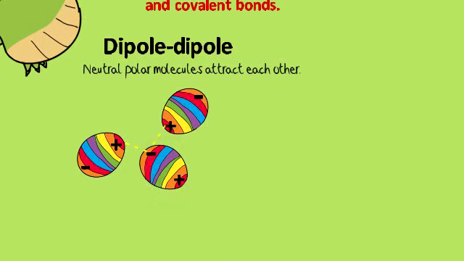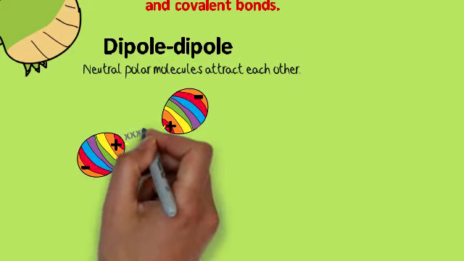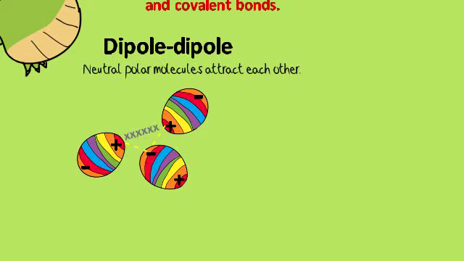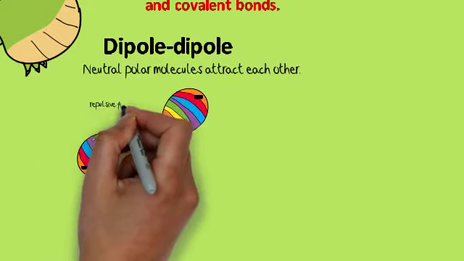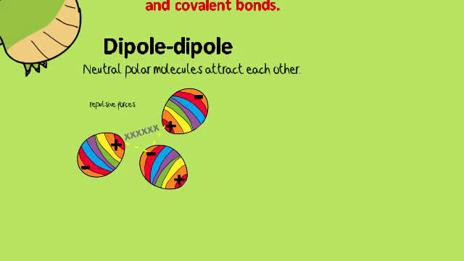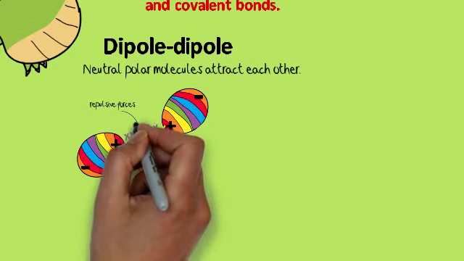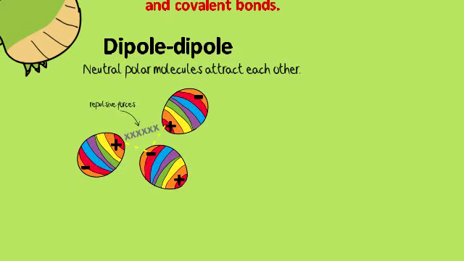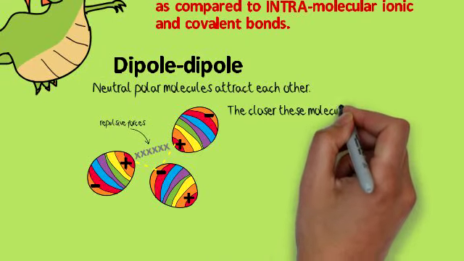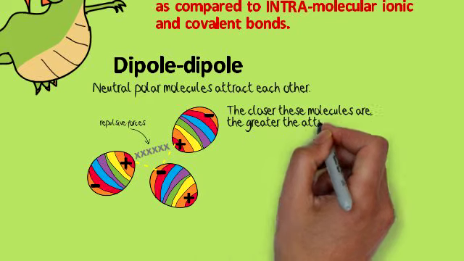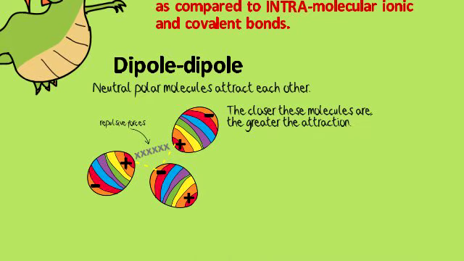These can also work the opposite. They can repel each other. Two positives, two negatives will not go near each other. And so you'll get a repulsive force as well. So the closer these molecules are, the greater the attraction.